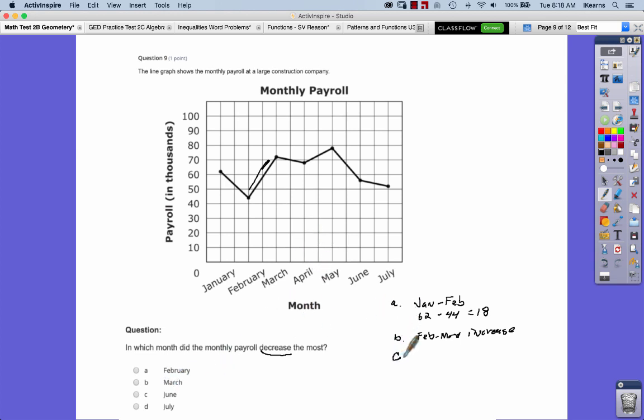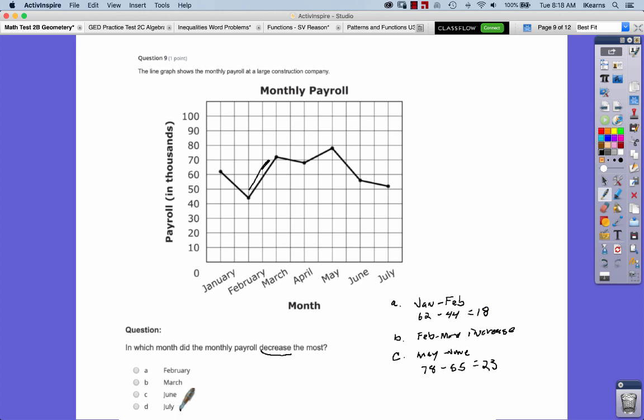If we look at C, June. June is right here, so we have to look at the previous month of May. So May to June, the end of May to the end of June, which is effectively the whole month of June. May, let's call this 78, and June, let's call this 55. If it goes from 78 to 55, that's a difference of 23. That's a decrease of 23, much greater than A.